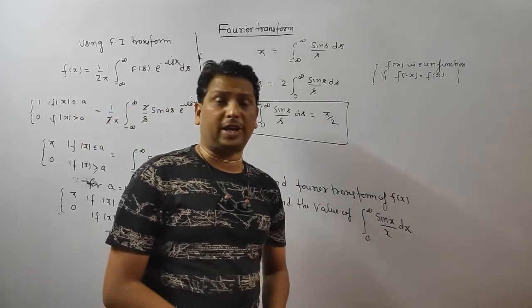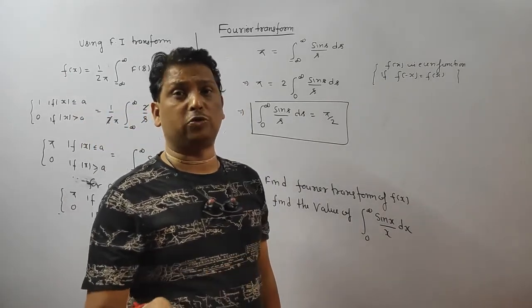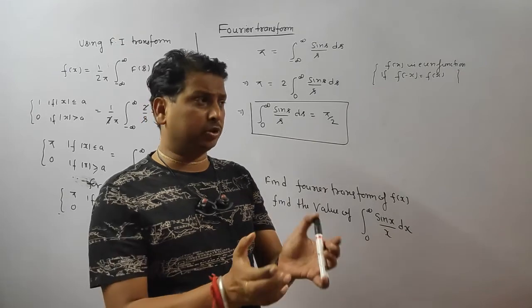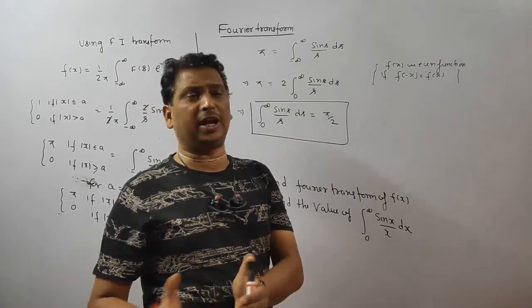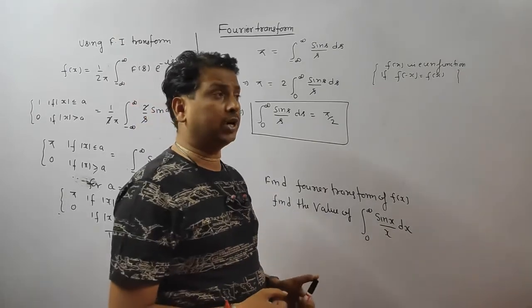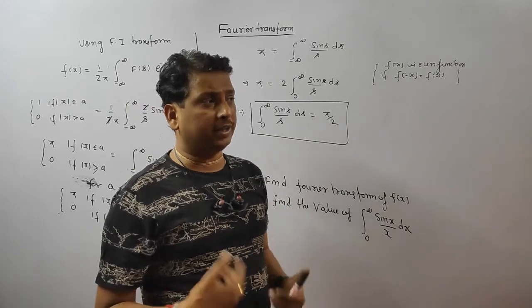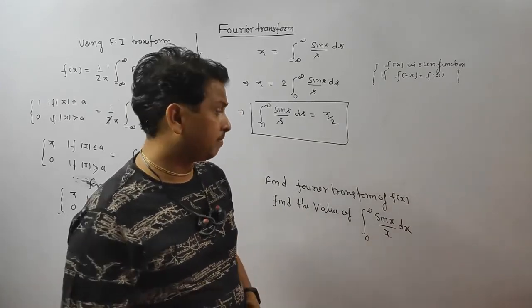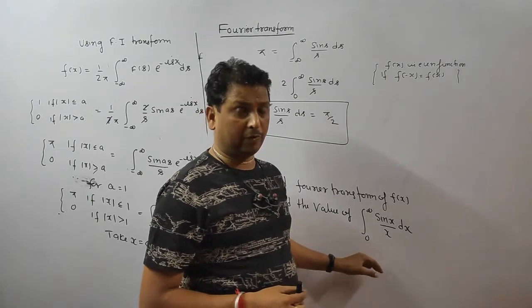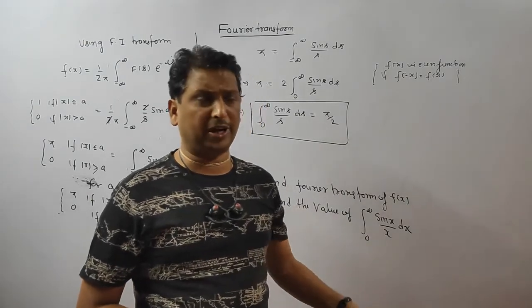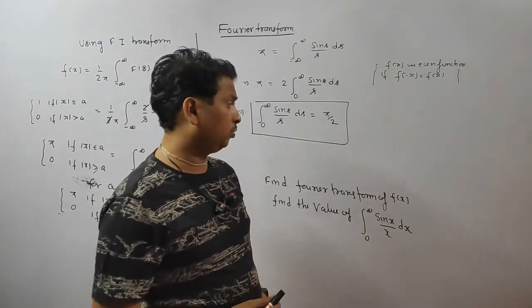Sometimes you have to go for comparison, because e to the power minus iota sx is nothing but cos sx minus iota sin sx. So on both sides, real to real and imaginary to imaginary, you have to calculate. So based on what they ask in the integration, you have to think. I will try to explain different types of problems and we will do them.